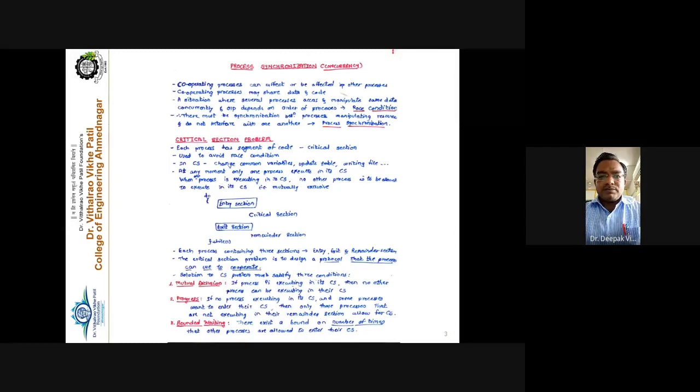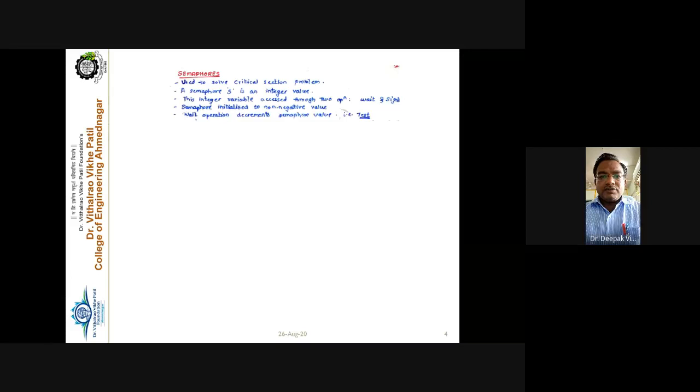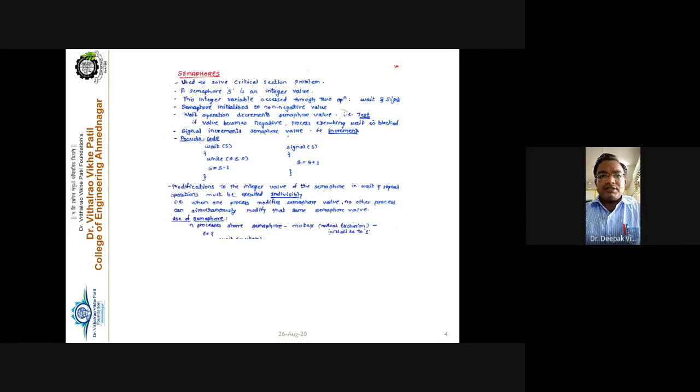The concept of the critical section is implemented with the help of a semaphore. A semaphore is nothing but one integer value. It is implemented with two functions, the wait and signal functions. The wait function decrements the semaphore value by 1, whereas the signal function increments the semaphore value by 1.